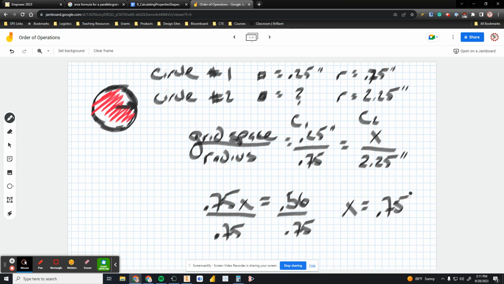So each grid space is now 0.75 inches, whereas before it was 0.25 inches. So we now know what this is, 0.75 inches. That has been found right here.